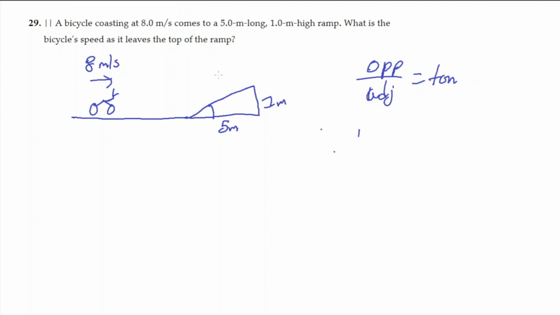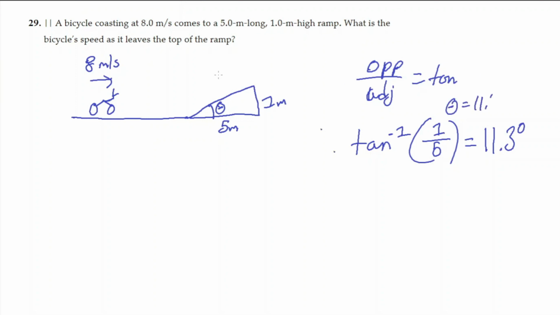So what we could do to figure out theta, which is the angle of the ramp, and that'll help us find out the acceleration, is plug into a calculator tan^-1, which would be arctan of 1 over 5, and then that would give us our degree. If you plug in tan^-1 of 1 over 5, that would give you 11.3 degrees. So theta is equal to 11.3, and now we just plug into g sine theta.